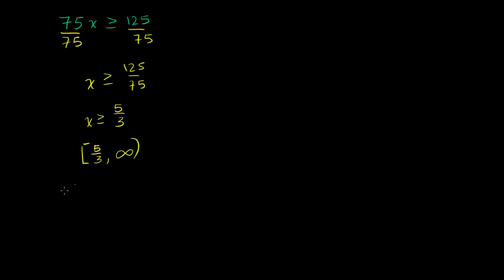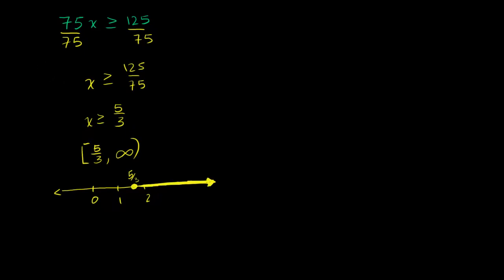And once again, if you were to graph it, let's graph it on a number line. 5/3 is what? That's 1 2/3. So you have 0, 1, 2, and 1 2/3 will be right around there. We're going to include it. That right there is 5/3. And everything greater than or equal to that will be included in our solution set.